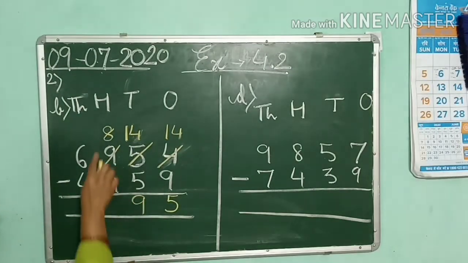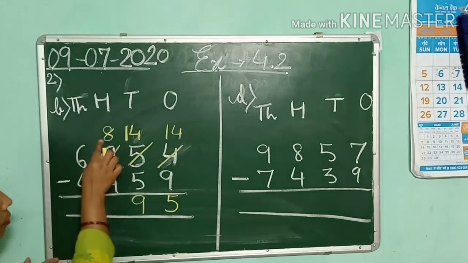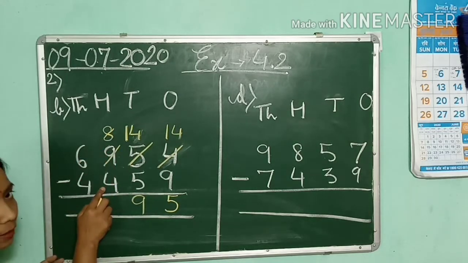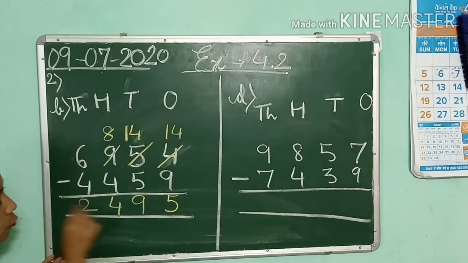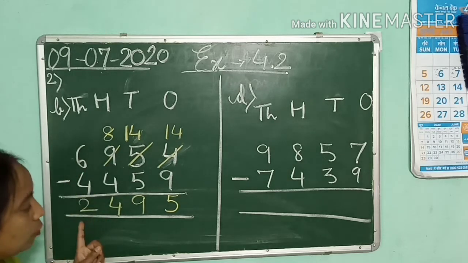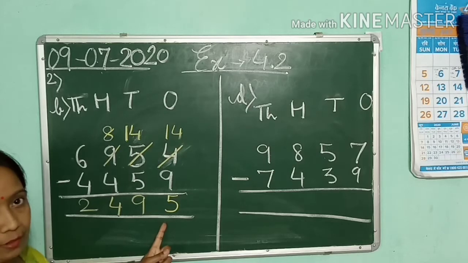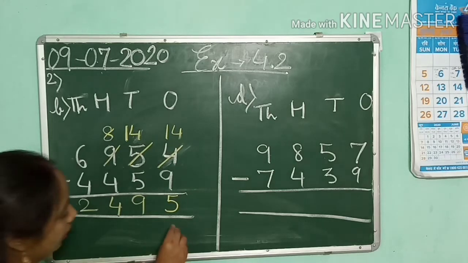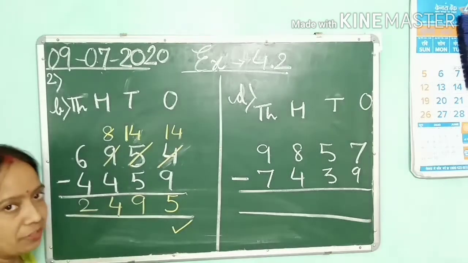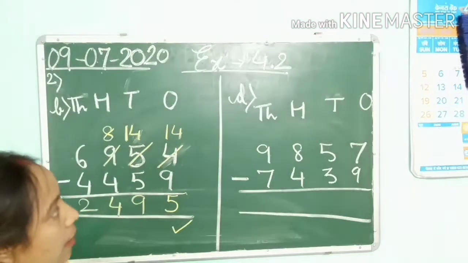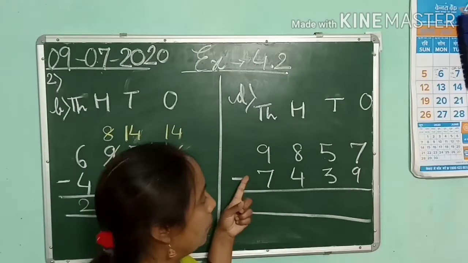Now you have to subtract 4 from 8. 8 is already bigger than 4, so we can subtract. 8 minus 4 is 4, and 6 minus 4 is 2. Our difference is 2,495. If your sum is correct, you put a small tick in the copy. And if you have done it wrong, you will do the correction. Clear? Now we are coming to our next question, question number D.